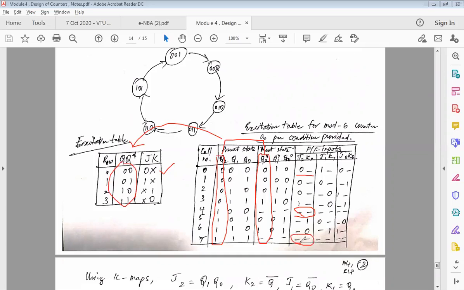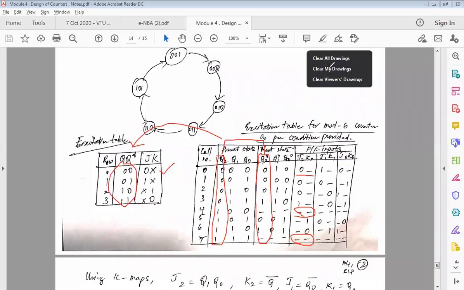Yes, sir. Okay, so this is how you can actually get things done when you are thinking of the designing of counter. Now, what I want you all to do is try and check whichever equations that we have got.